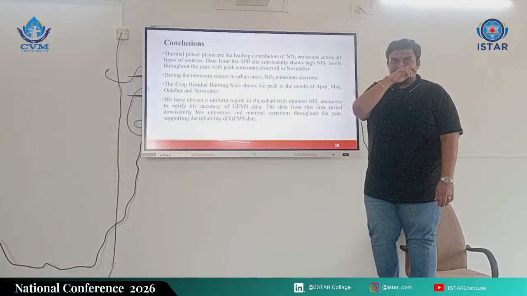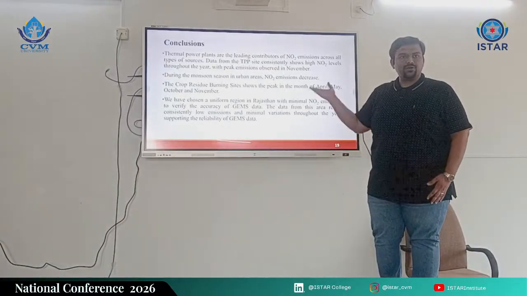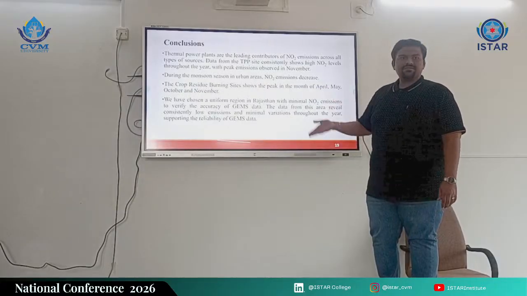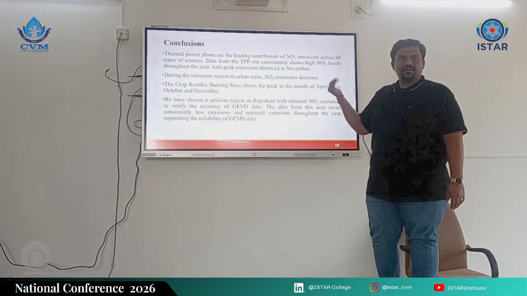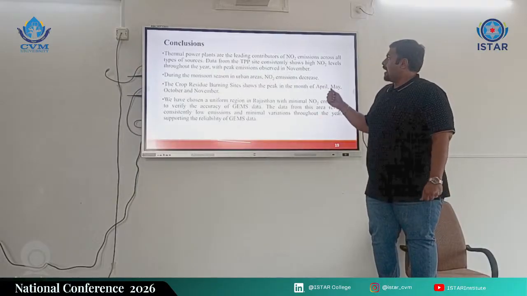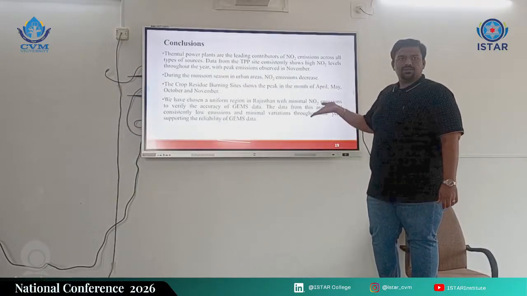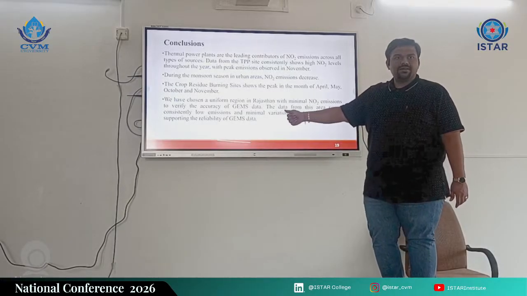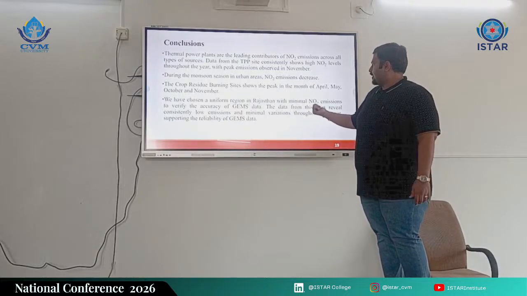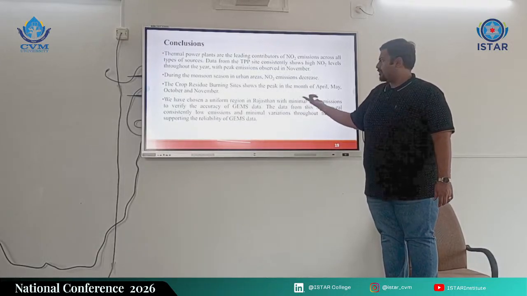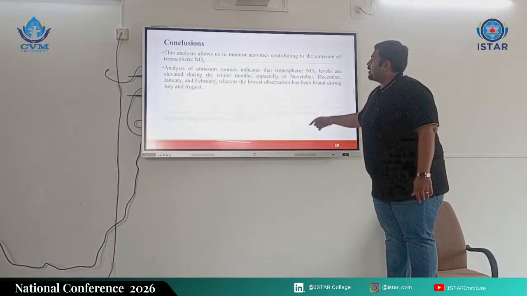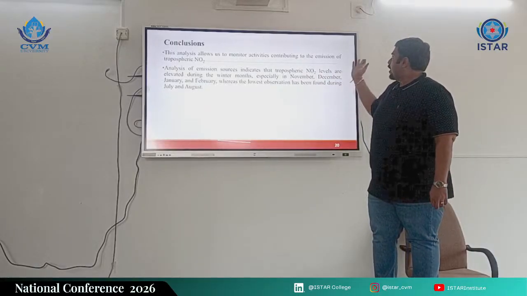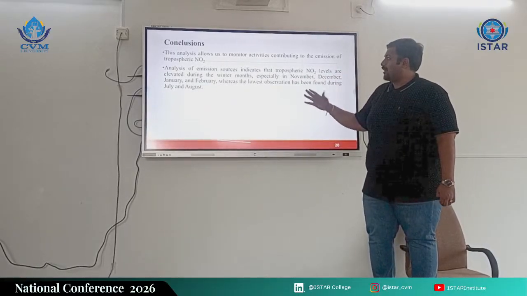So in conclusion, I would like to say that thermal power plants are the leading contributor to NO2 emission across all the sites. During the monsoon season, we can see that NO2 emission decreases in the urban areas. The urban sites show the peak in the months of April, May, October, November, and December. Like I have said earlier, we also chose a site in Rajasthan with minimal NO2 emissions to verify the accuracy of the GEMS data. This type of analysis allows us to monitor the activities contributing to the emission of tropospheric NO2.